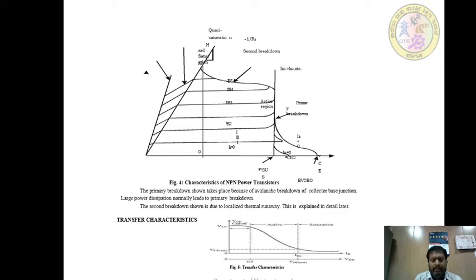The secondary breakdown shown is due to localized thermal runaway. If you look at the transfer characteristics, as shown, with respect to VB and VCE, you can find cutoff, active and saturation clearly as per the response. You can find the slope response, which is falling from the higher region to the lower region in the active part.